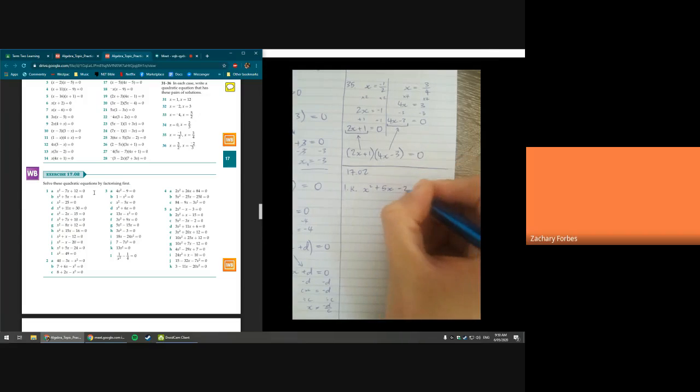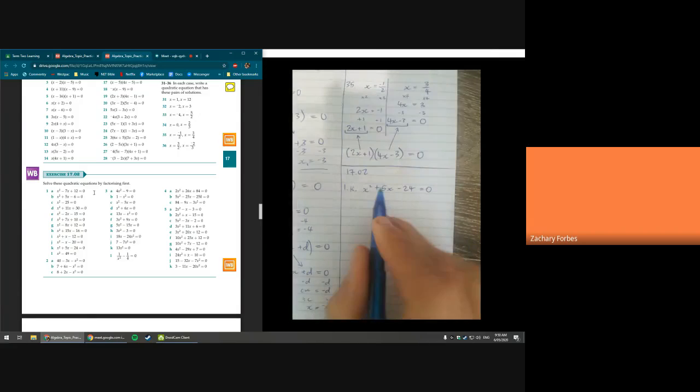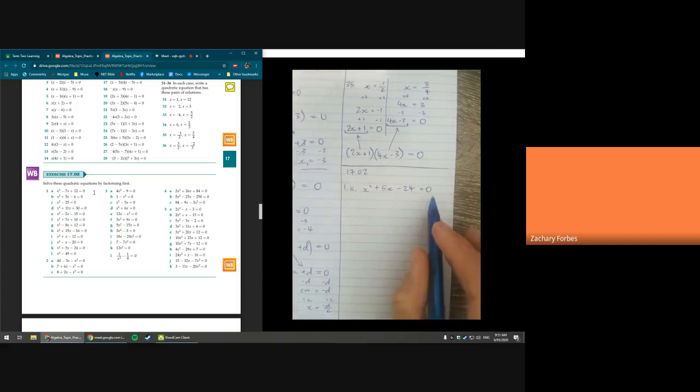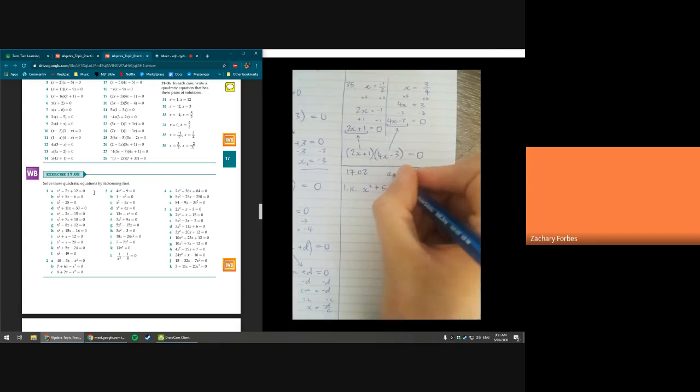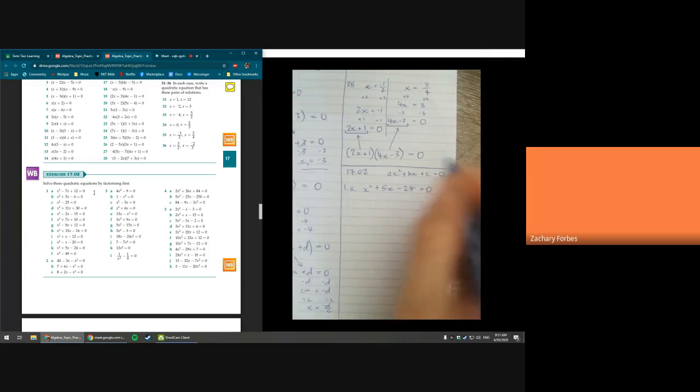The most important thing about this is that it is already in quadratic form. And quadratic form is ax squared, so all the x squareds are together, plus bx, all of the x's are together, plus c equals 0. This is quadratic form. And if it's in this form, that means it's ready to be factorized.